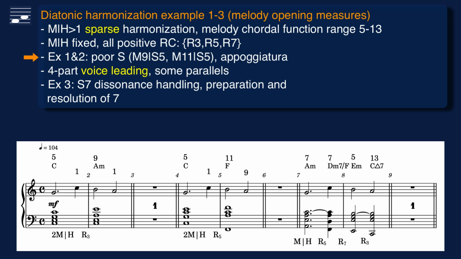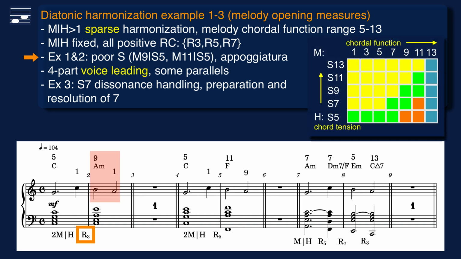This solution has some flaws. Yes, we have a positive root cycle R3, but the chord type, the triad A minor, provides poor support for the pitch B, the chordal function 9 in the melody. We are in the orange section of the chord structure diagram. The melody note has become an appoggiatura, not a properly harmonized attack. Besides, the voice leading is suboptimal, with the parallel perfect fifths between melody and top harmony part.